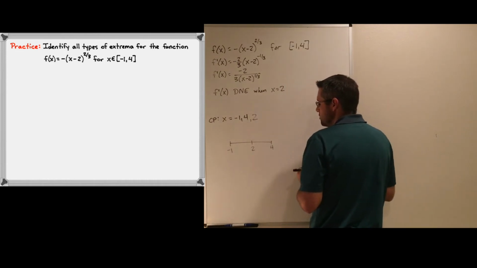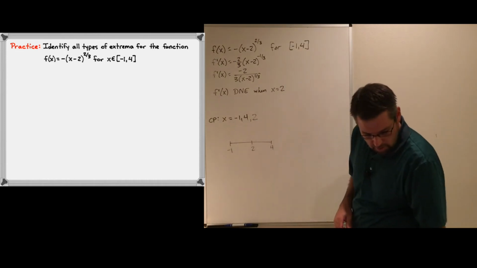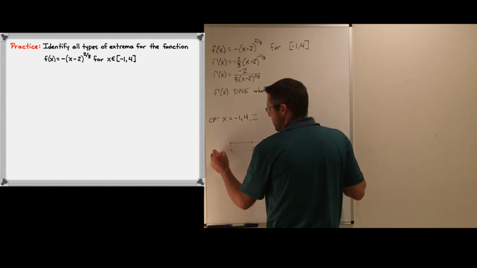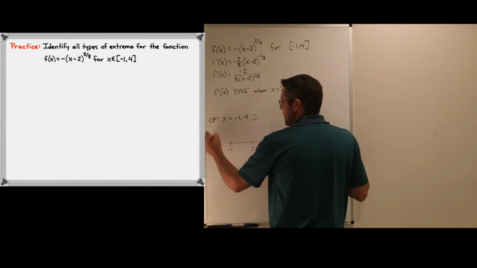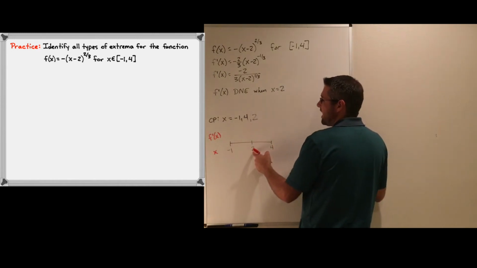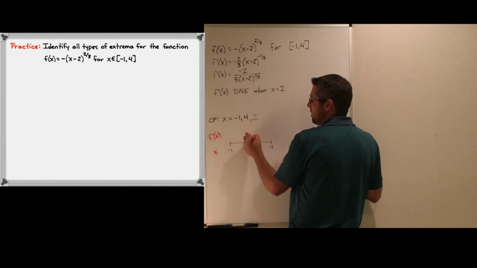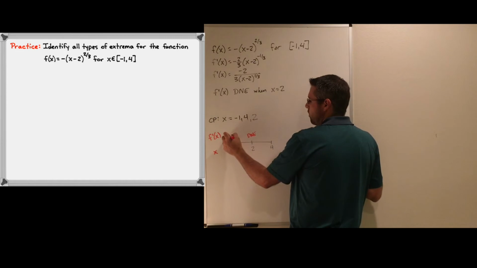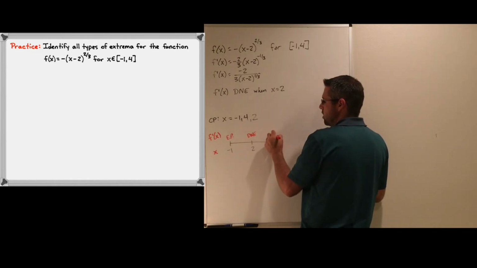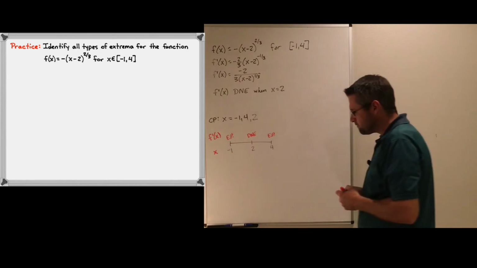Okay? So remember that the -1, the 2, and the 4 are x values. So I'm going to put an x down here to remember that. And the top numbers that I put down are going to be the f prime values. Well, at x equals 2, f prime did not exist. So I'm going to put a DNE here. And when x equals -1, that was an endpoint. And when x equals 4, that was also an endpoint.